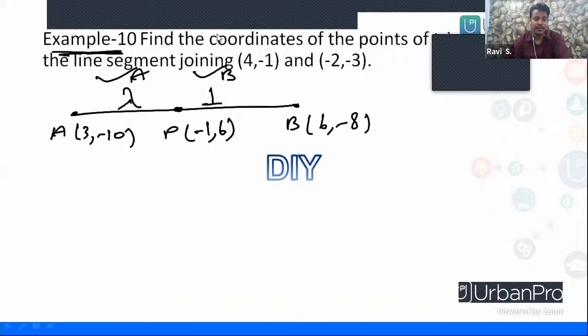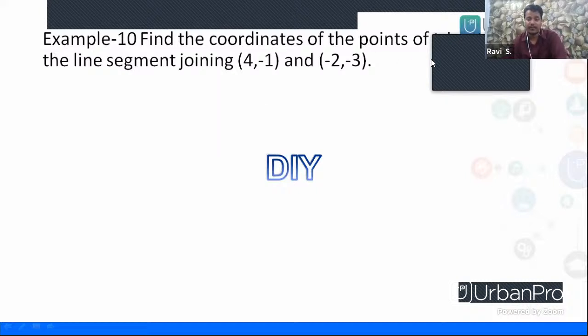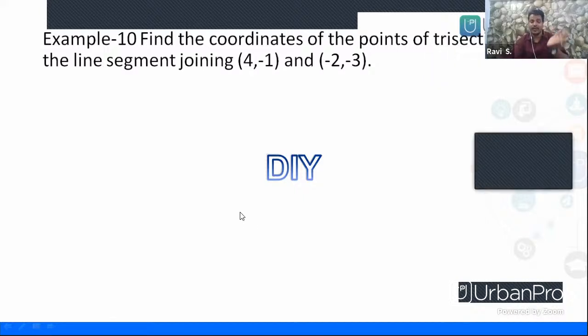See, example number 10. We are moving forward. Okay. See, what is example number 10 given? We need to find out the coordinates of the points of trisection, guys. You know what is trisection? I mean, most of you will know about bisectors or bisections, right? Then what does trisection mean? Simple. The word suggests here, tri means we have to divide it into 3 parts.